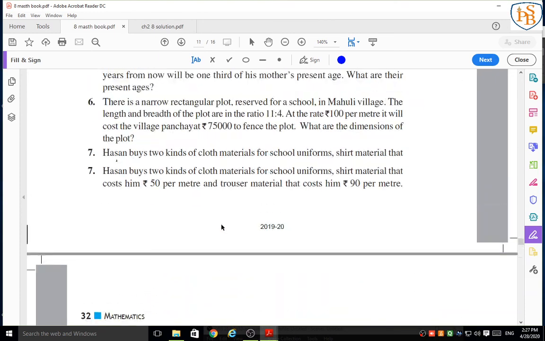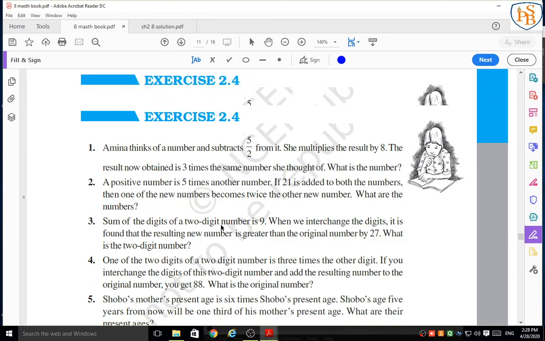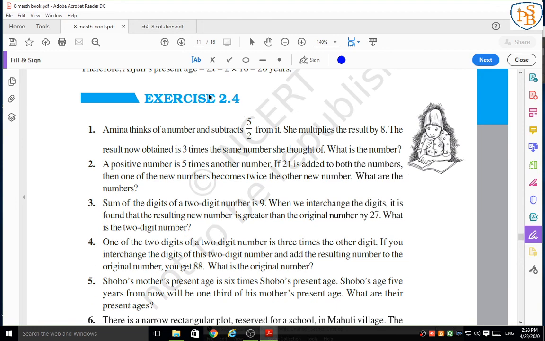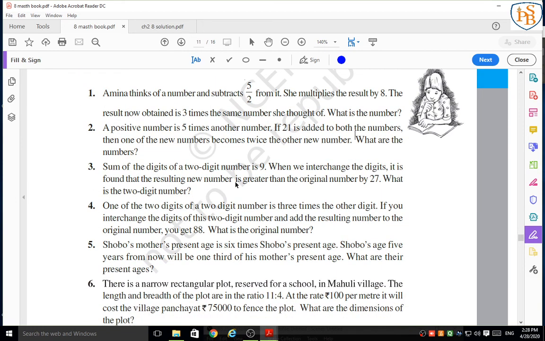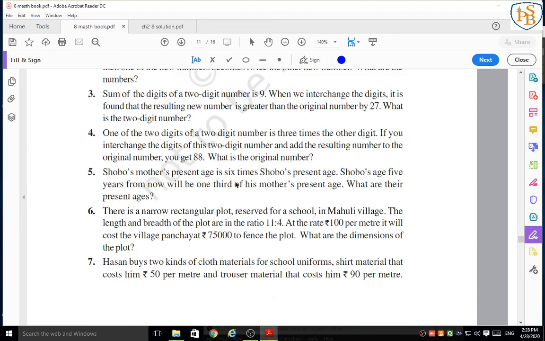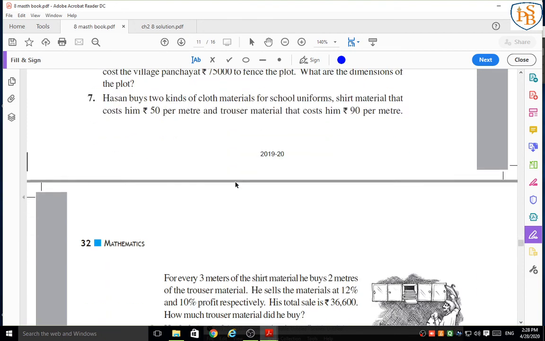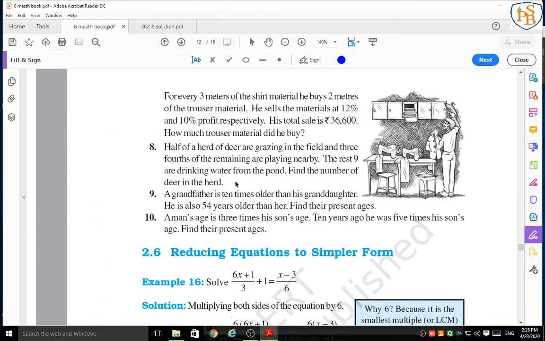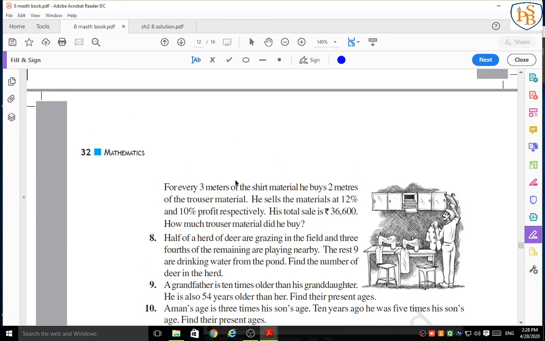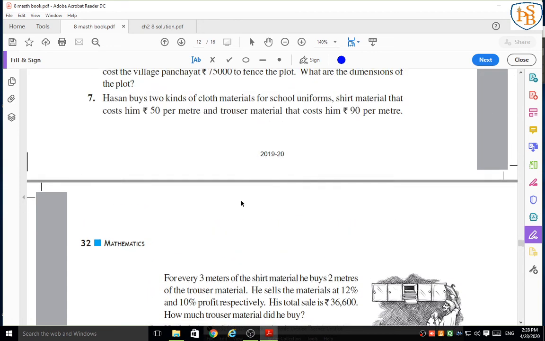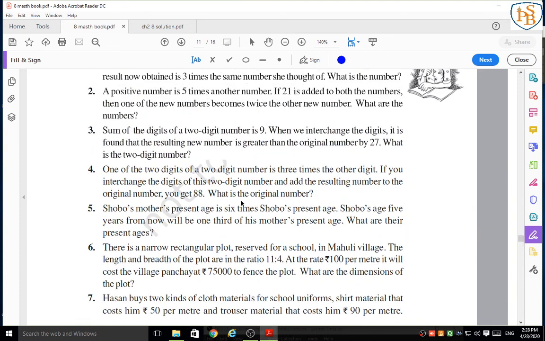which is based on word problems of linear equations having variables on both sides. This is exercise 2.4, and these are the 10 examples that you have to solve in your notebook. Please, before that, listen to this video and watch it carefully. Try to understand all these examples and try to solve them in your notebook.